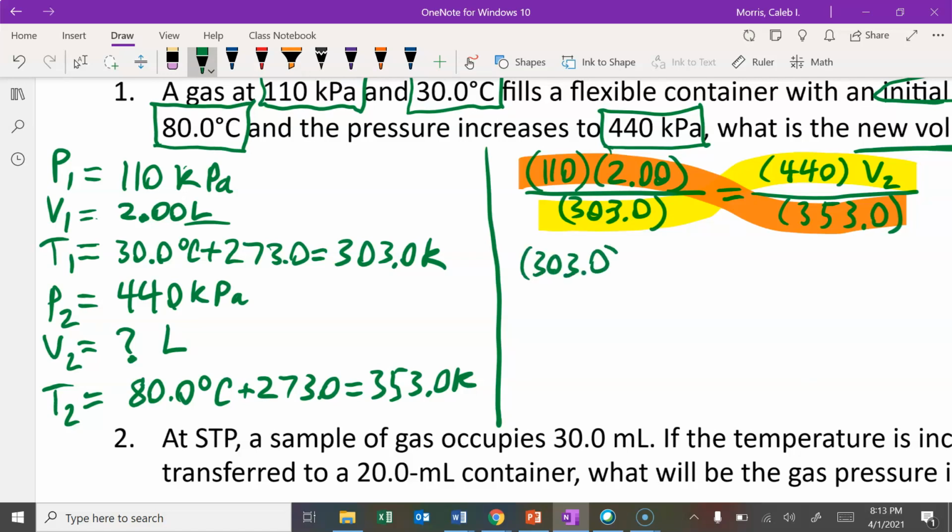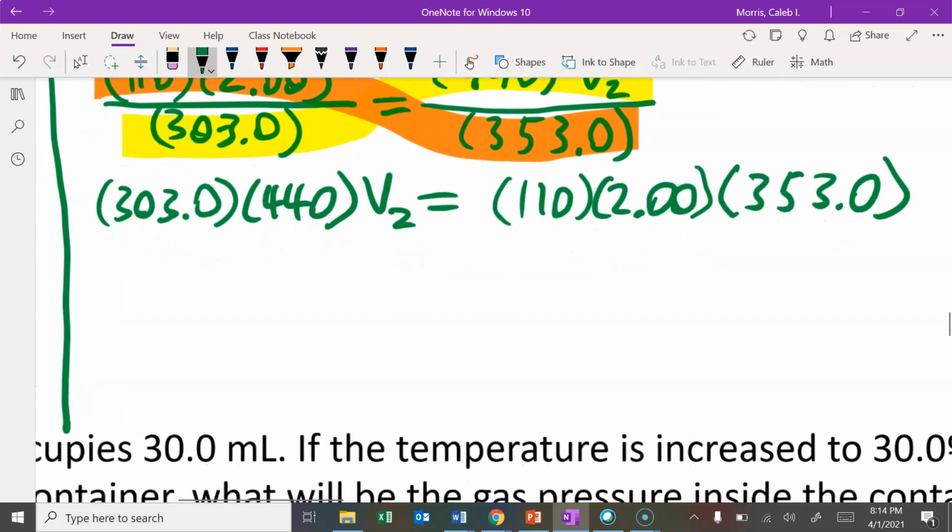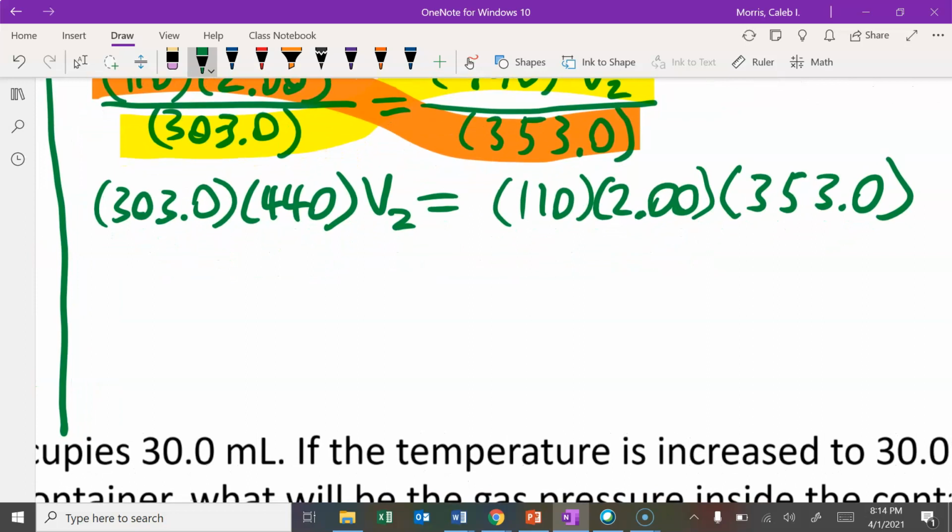So I have 303.0 times 440 times V2 equals 110 times 2.00 times 353.0. If I want to get V2 by itself, I'm going to have to divide both sides by 303 and 440.